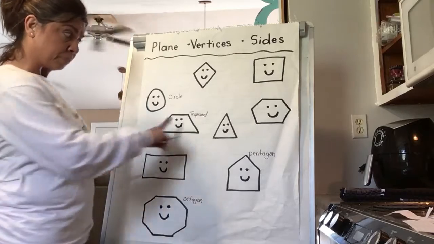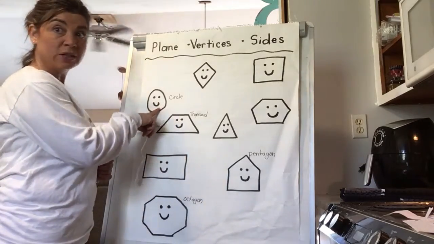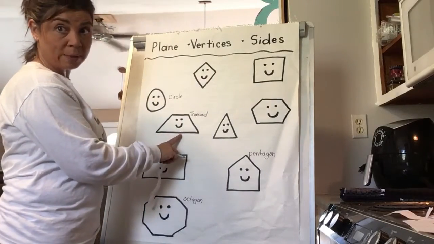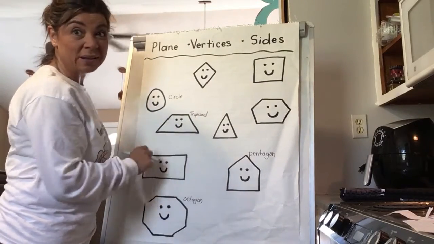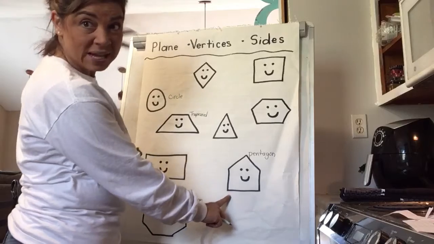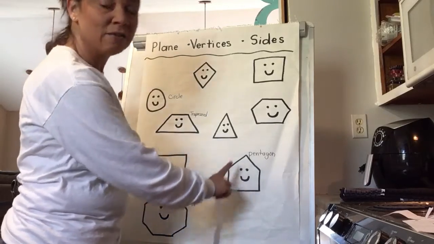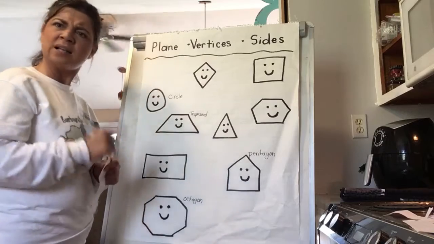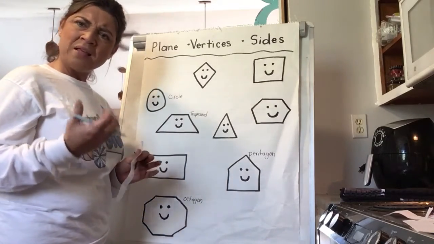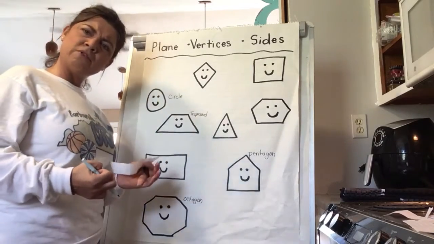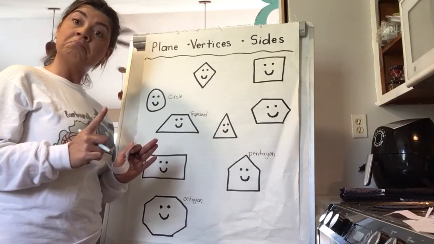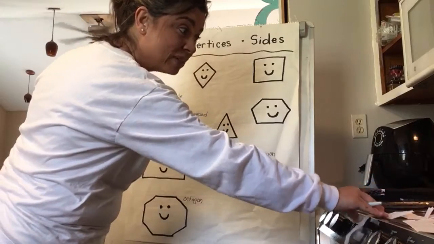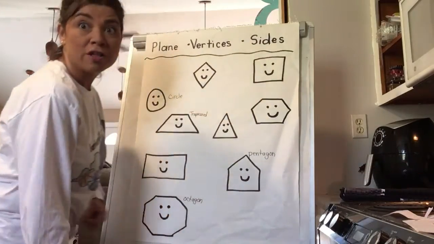Okay, so we have a circle that is round with no sides and no vertices. We have a trapezoid with those parallel lines of different length. We have a pentagon that has 5 sides and 5 vertices. And we have an octagon with 8 sides and 8 vertices. Have you noticed that the number of sides and the number of vertices are the same? Yeah, look at that. So the number of sides and the number of vertices are the same.